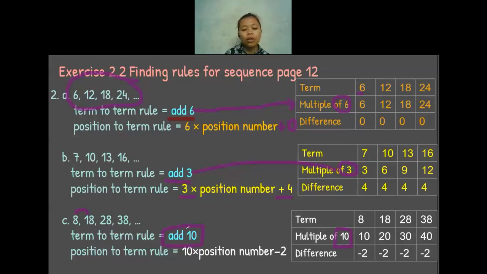Is there anyone who gets confused so far before I move to the next question? Is there anyone who gets confused?